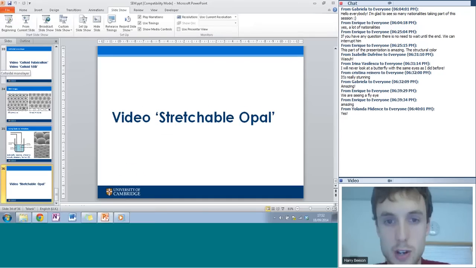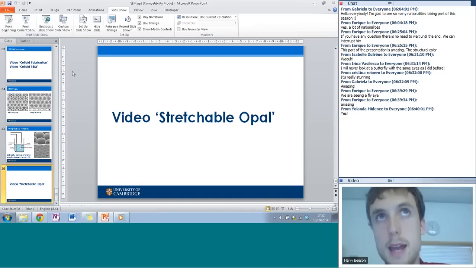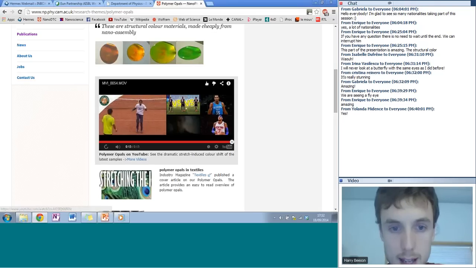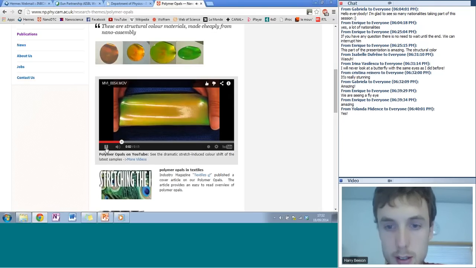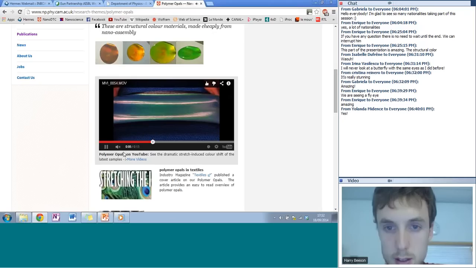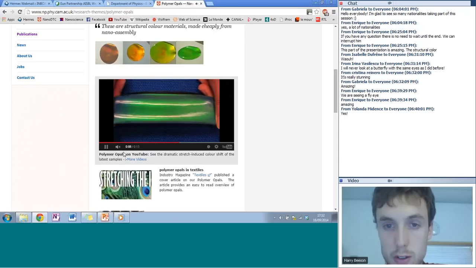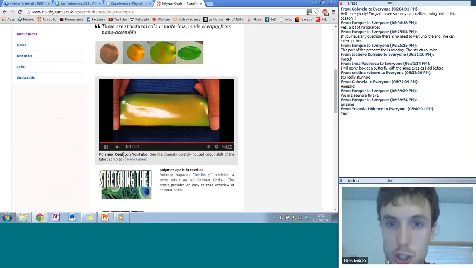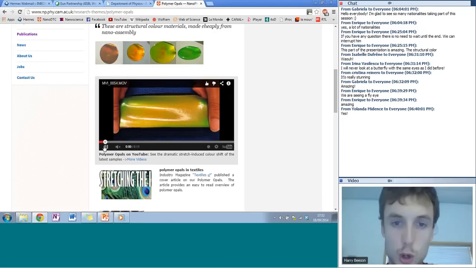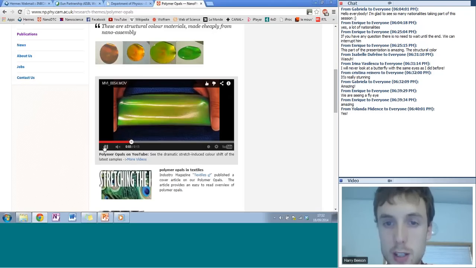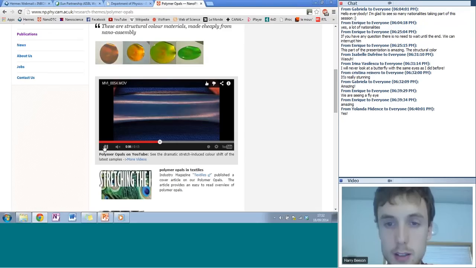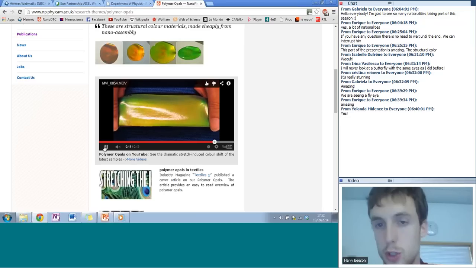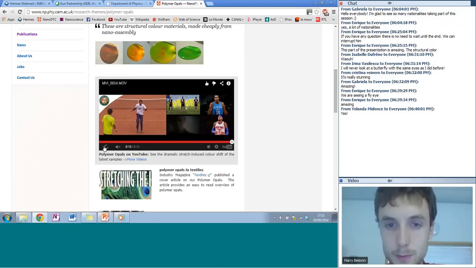If I could show you now a video of an opal that's been made with polymers so that it's stretchable. You can see the structural color from that. As you stretch the polymer opals, you're changing the spacing between each opal sphere, and that changes the color that the material has. So by stretching it, you can change the color, and it's reversible. As you unstretch it, it goes back to its original color.